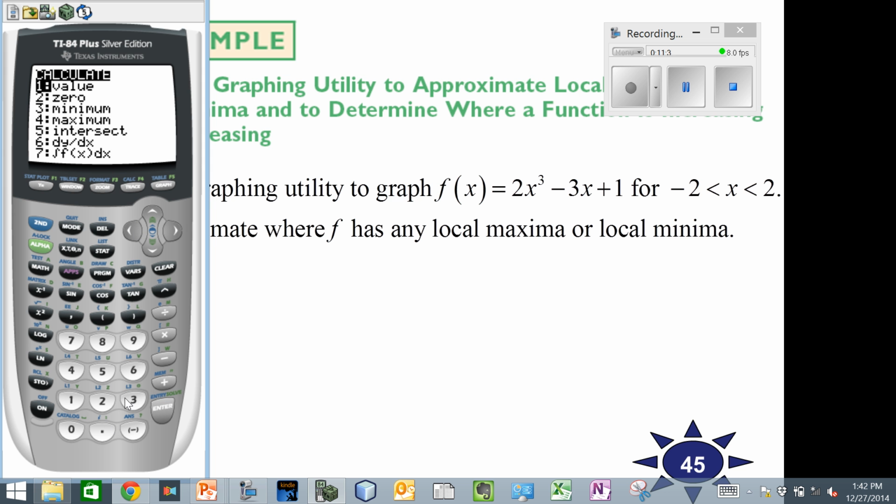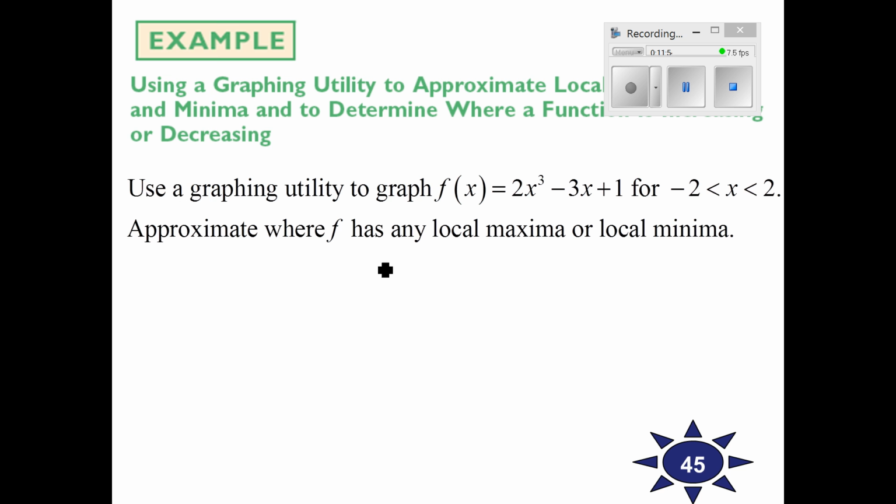We'll do the same thing for a minimum. Second, calculate a minimum, number 3. Left bound to the left of the minimum. I'll hit enter there. Again, you just need to approximate. It doesn't need to be precise here. Right bound, and there's our best guess. And so the minimum occurs at 0.71 and y negative 0.41. All right, so try problem 45.